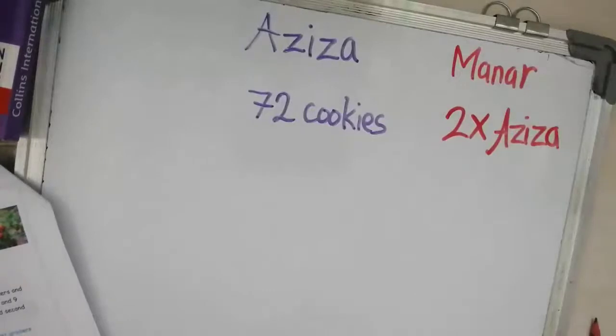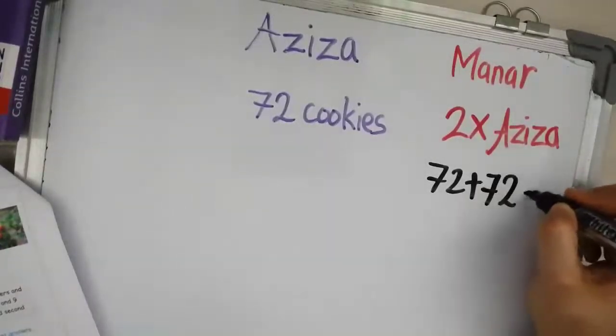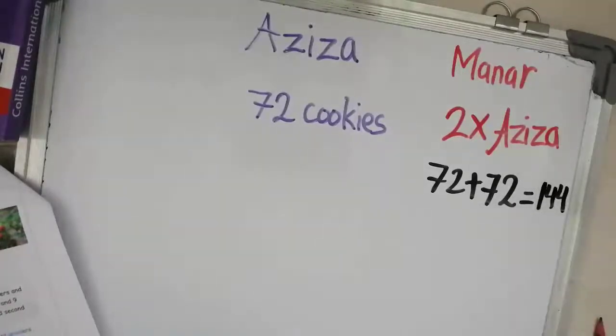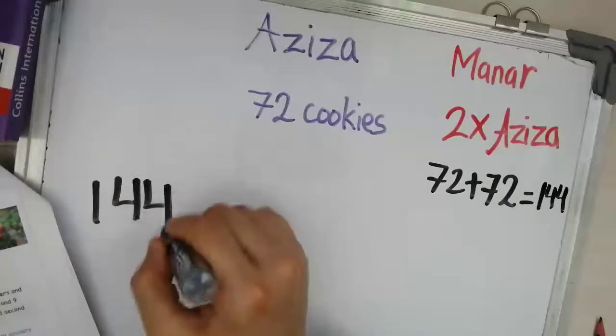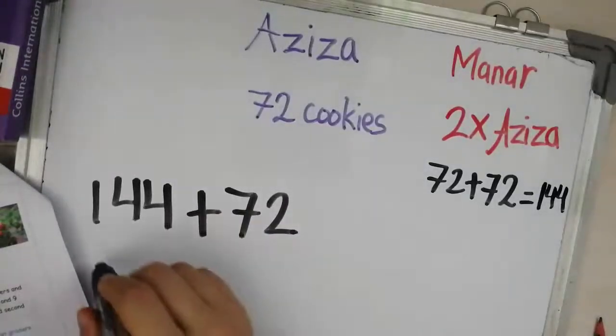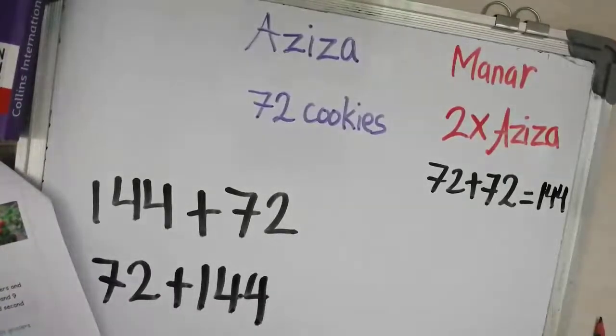We said that twice means 2 times of the thing we're talking about, which is the number of cookies. So Manar baked 72 plus 72, which is 144. Okay, so I know that Manar baked 144 cookies, Aziza baked 72. Oh, so the answer is simply adding 144 plus 72. Somebody might say, Miss, why didn't you add 72 first? And I'm going to say it's exactly the same.